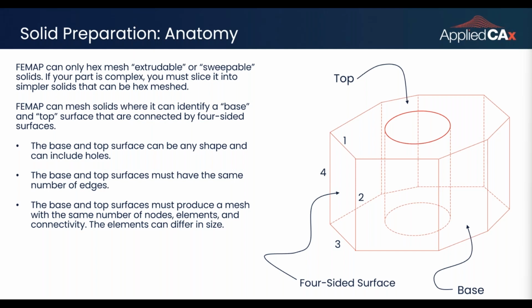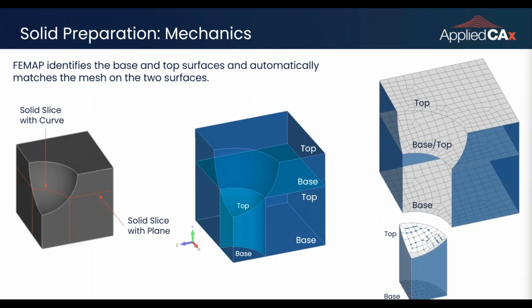And like I said, you're probably not going to be dealing with a lot of parts that are hex meshable right out the gate. Femap can mesh solids where it can easily identify a base and a top surface that are connected by 4-sided surfaces. You can see that on the right. The base and the top surface can be of any shape and can also include holes. The base and the top surface must have the same number of edges. And finally, the base and the top surface must produce a mesh with the same number of nodes, elements, and connectivity. The elements can differ in size, and we can see that here.